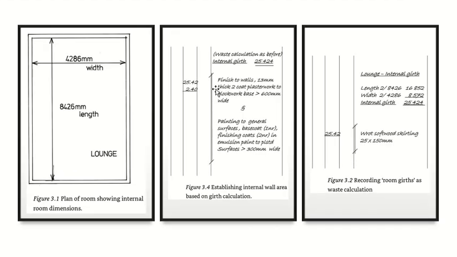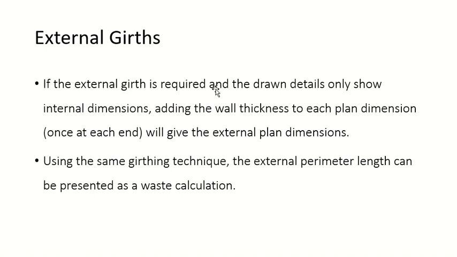girth for plaster, skirting, and paintwork, and it could be used for something else as well. Okay, so internal girth is internal perimeter, and the external girth is external perimeter, right? So if you have a drawing which is only showing the internal dimensions, but you want to calculate the external girth, then what we add is the thickness of the wall, basically.